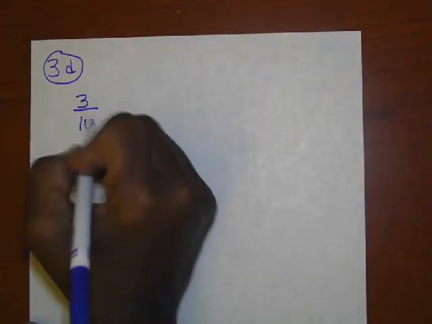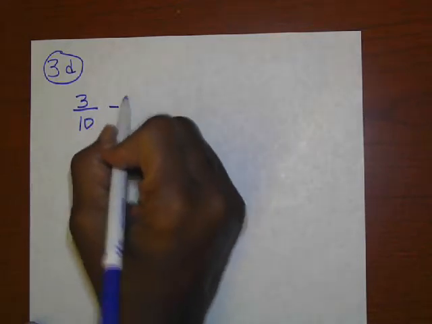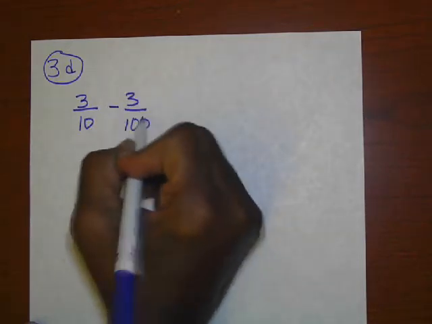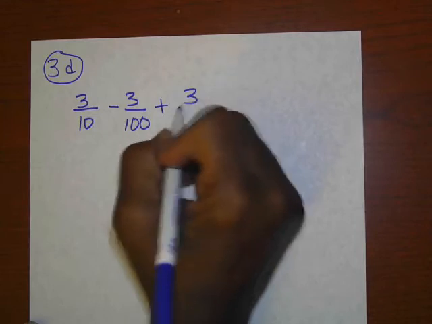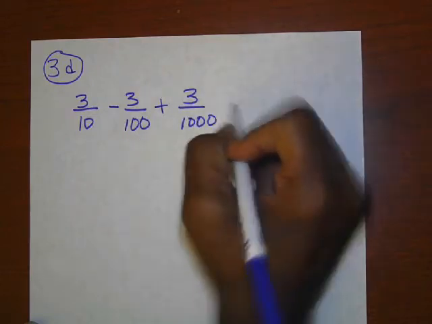All right, so 3D. This is 3D. So I have 3 over 10, subtract 3 over 100, plus 3. Let me finish writing the problem, then I'll take that question.